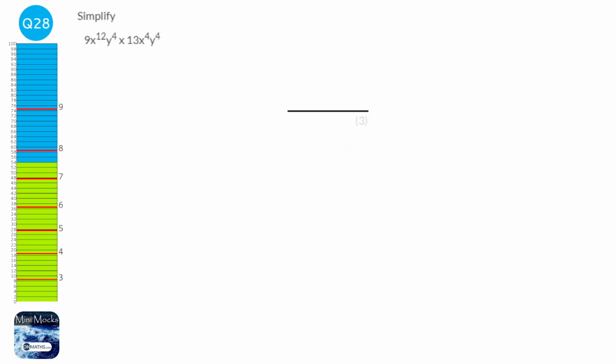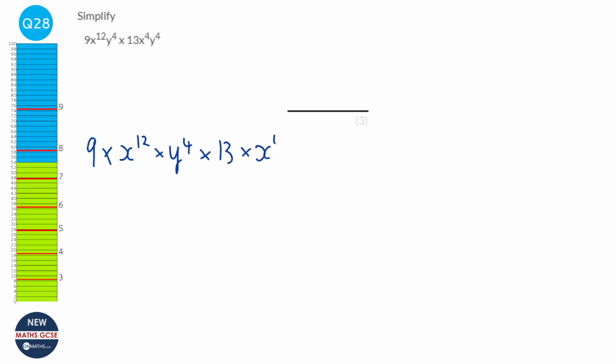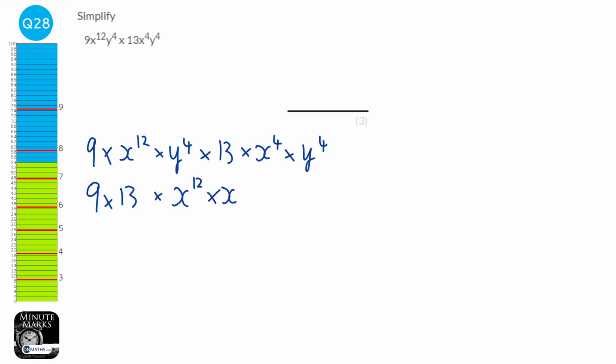There's a lot going on with this question, so I'm going to put in all of the times signs that we don't normally show. So we've got 9 times 12x times y to the power 4 times 13 times x to the power 4 times y to the power 4. And I'm going to reorder these to put the numbers together, first of all. With multiplying, it doesn't matter which way around you do it, so I'm not changing anything. I'm going to put the x's together. And I'm going to put the y's together.